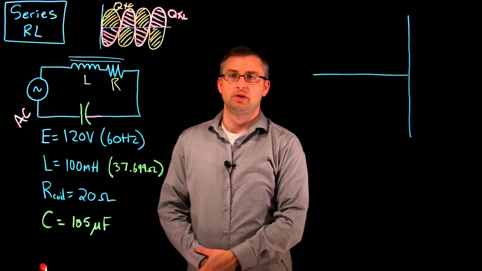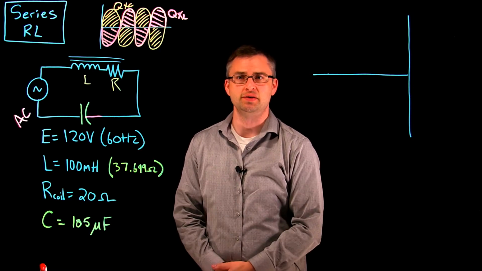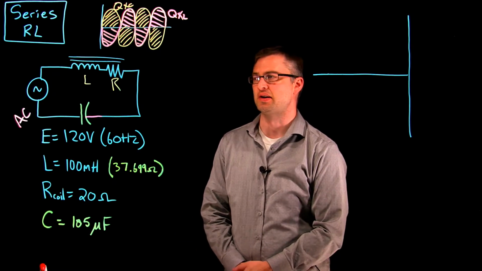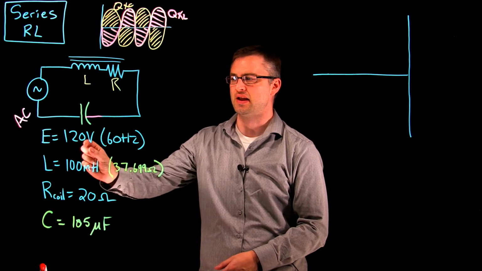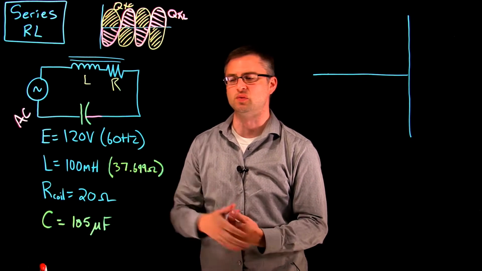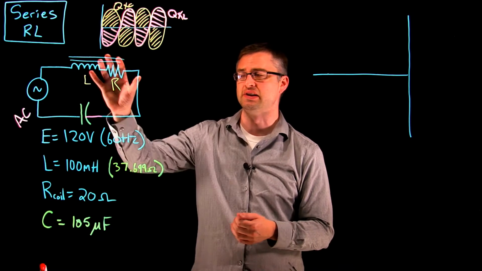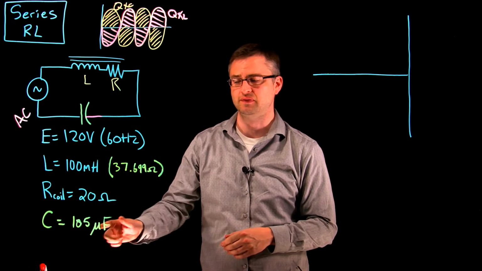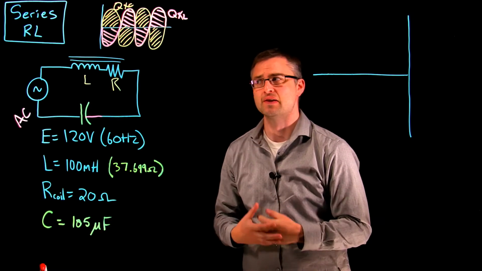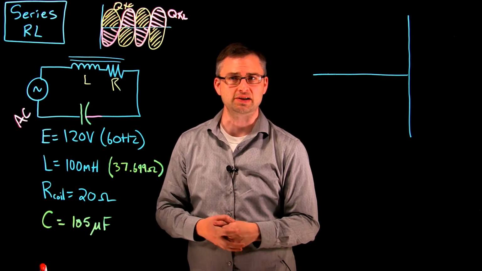Hello there. In this video we're going to take a look at how we can treat an RLC circuit in a series AC circuit. Alright, so we've taken a circuit we've calculated before, an RL circuit, a 100 millihenry coil that has 37.699 ohms of XL and a resistance of 20 ohms in that coil. So what we did is we added a capacitor into that circuit, a 105 microfarad capacitor. So what we want to do then is figure out what is the new value of impedance in the circuit.